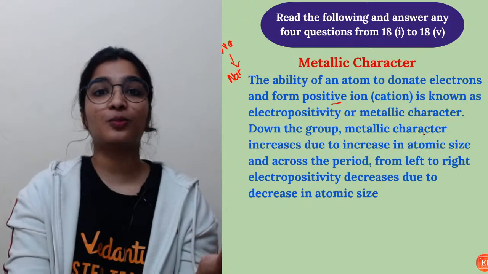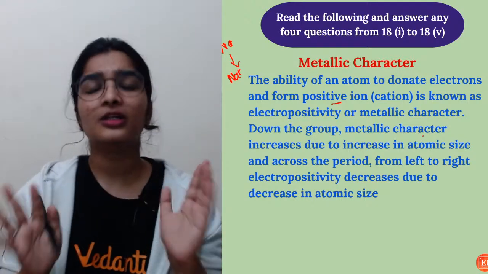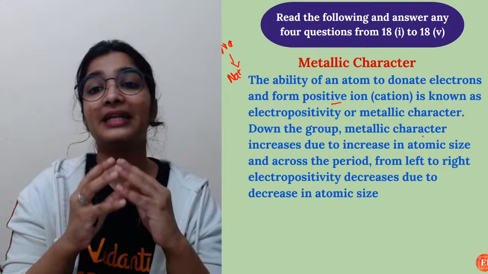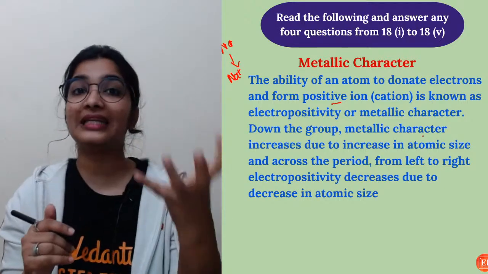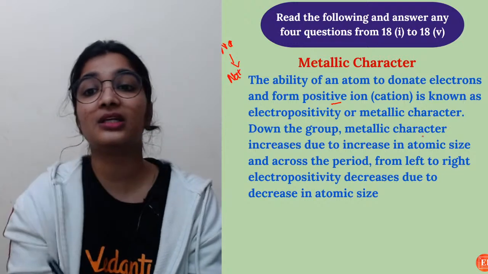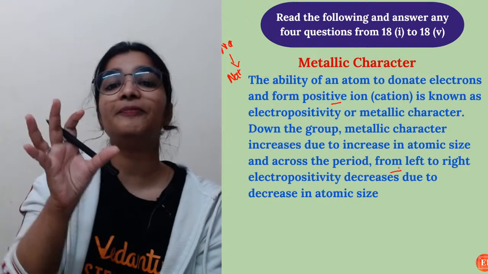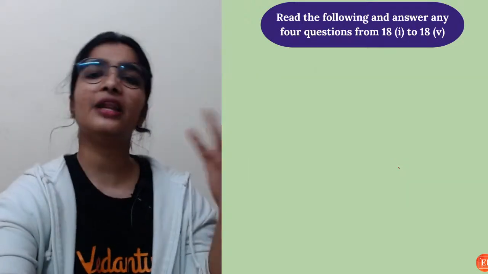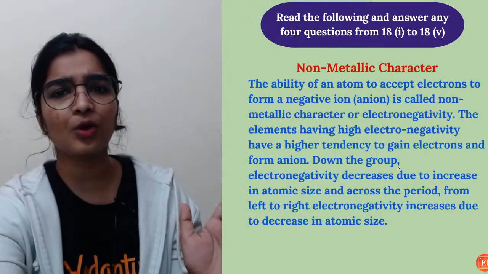It is known as electropositivity or metallic character. So what will happen to the metallic character? Metallic character increases down the group due to the increase in atomic size, and across the period it decreases due to the decrease in the atomic size. And non-metallic character is completely opposite, ulta hai.